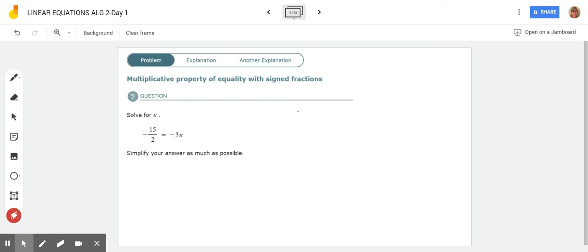Take a look at where they put the 3. If I were to put 3u over 1, look at where my 1 would be. It'd be way down here. For some reason, math books like to put fractions in the middle, like they center it. It's the strangest thing.